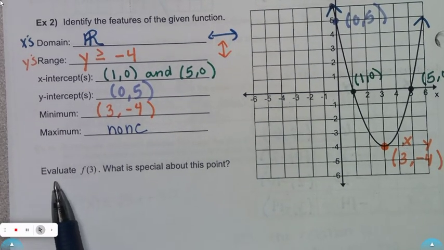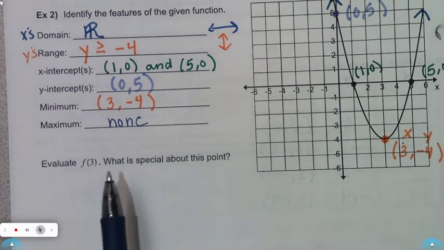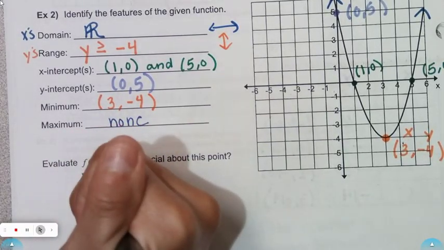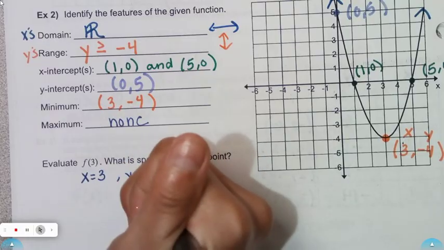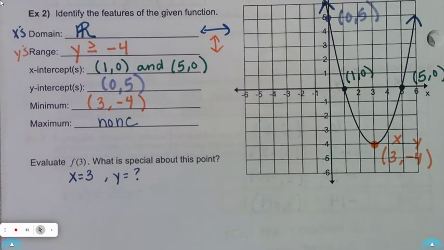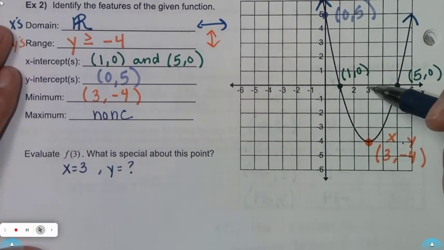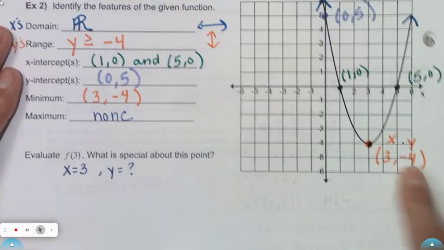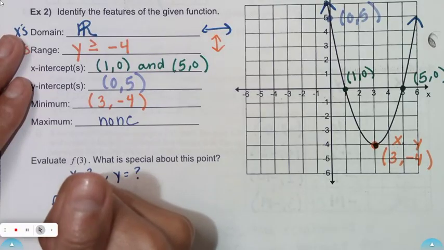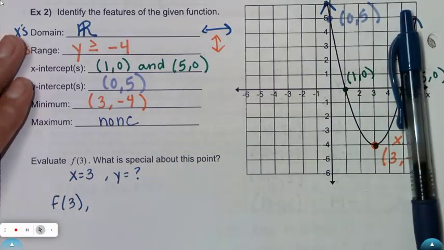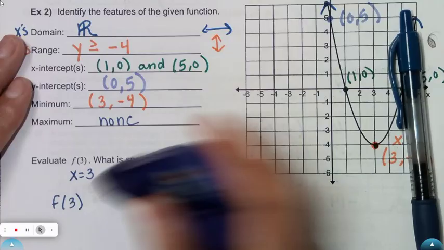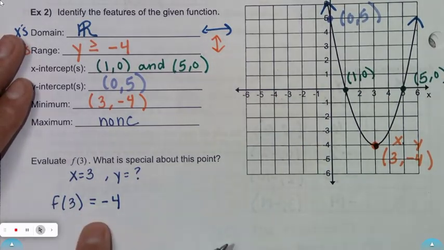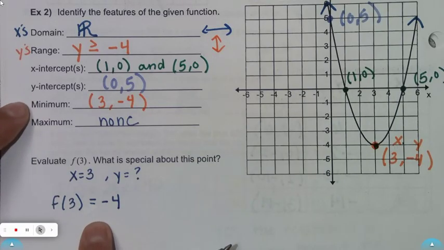All right, last one. Evaluate f of 3. This is telling me when x equals 3, what does y equal? So when x equals 3, my y equals negative 4. So when x equals 3, not the comma, sorry. When x equals 3, that equals negative 4. That's the same as my minimum.